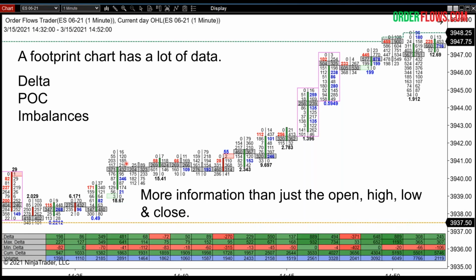Is it very aggressive, or is it less aggressive? Is the aggressive trading getting stronger in a direction, or is it getting weaker in that direction? If it's getting weaker in a direction, chances are that move is going to end. So there are all little things like that.